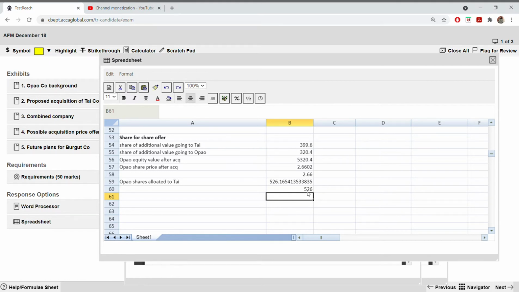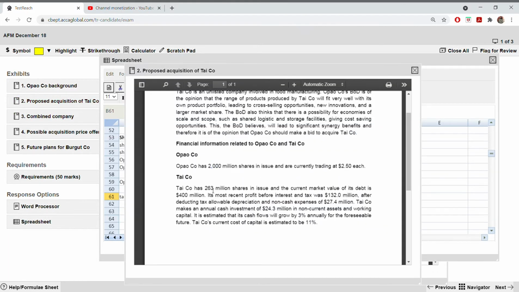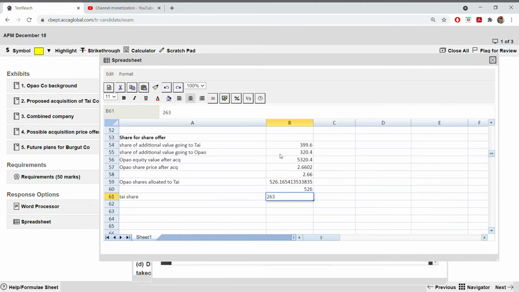I have the number of shares allocated to Thai. That means Oppo shares allocated to Thai, 526. And how much was Thai's share? It was 263. If you see here, 263 million shares. We are not taking this 2000 shares of Oppo into account. That's not into consideration. So now we have been given 526 and 263.